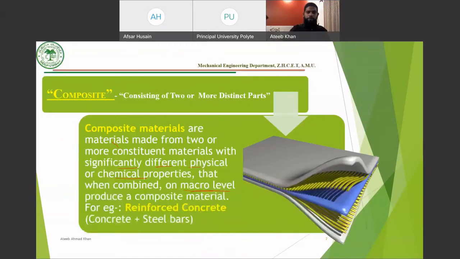Now, there are different types of composite materials. The first one is your fibrous composite material. The second one is your particulate composite material. And the third one is your laminated composite material.